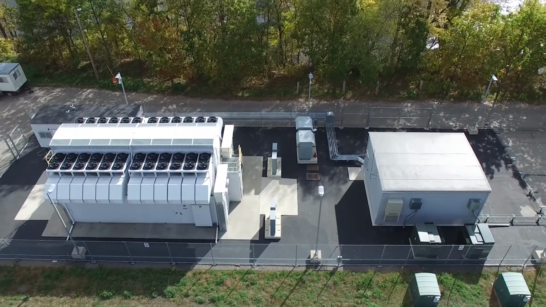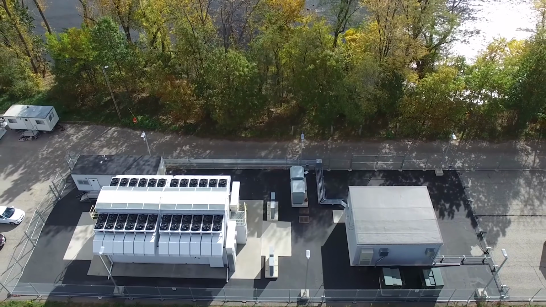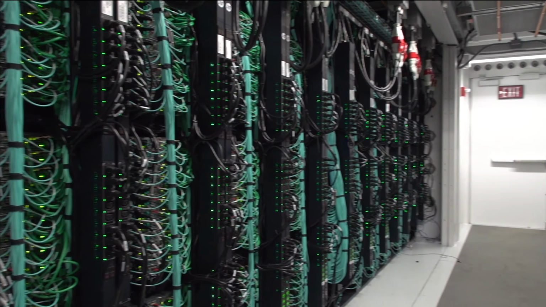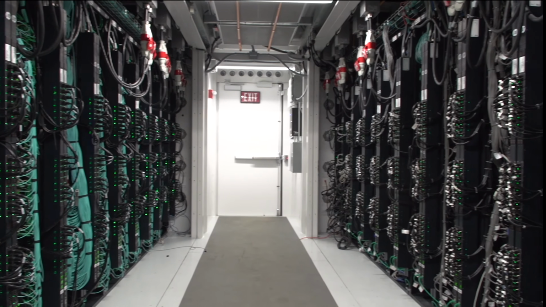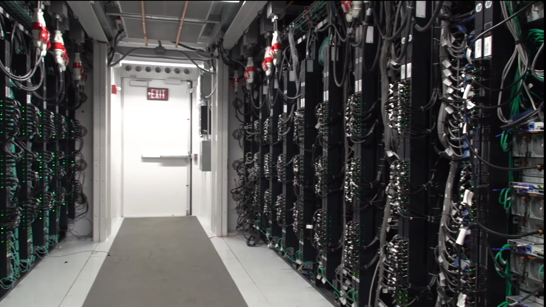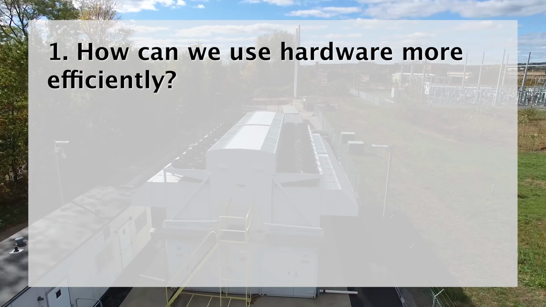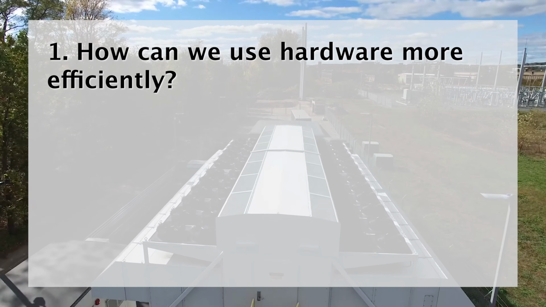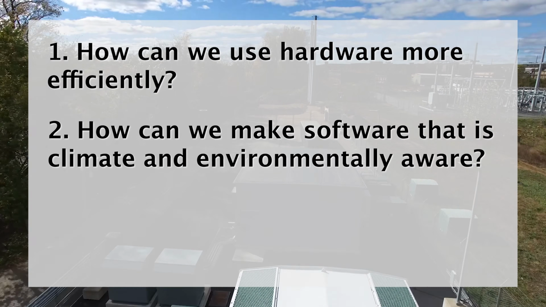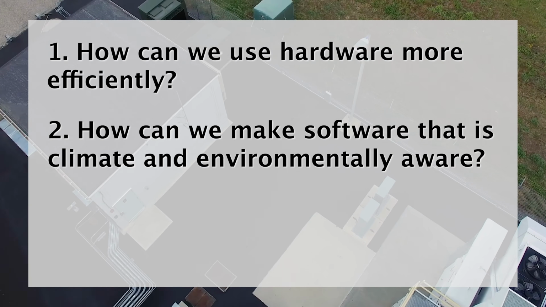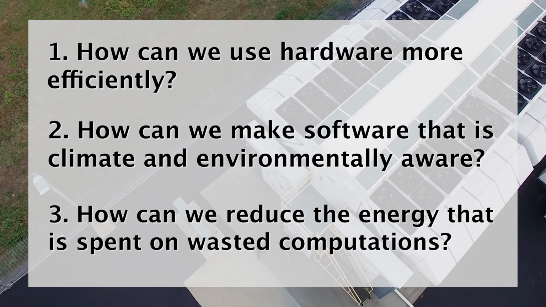We're fortunate here at MIT Lincoln Laboratory to have a supercomputing center. We can actually gather this information in order to build solutions that can be used to tackle the environmental impact of generative AI. From our perspective, these solutions are largely bucketed into three different areas. The first is, how do we make hardware more efficient, or how do we use the hardware that we have more efficiently? The second is, how can we make software that is climate and environmentally aware? And the third is, how can we reduce the energy that is spent on wasted computations?